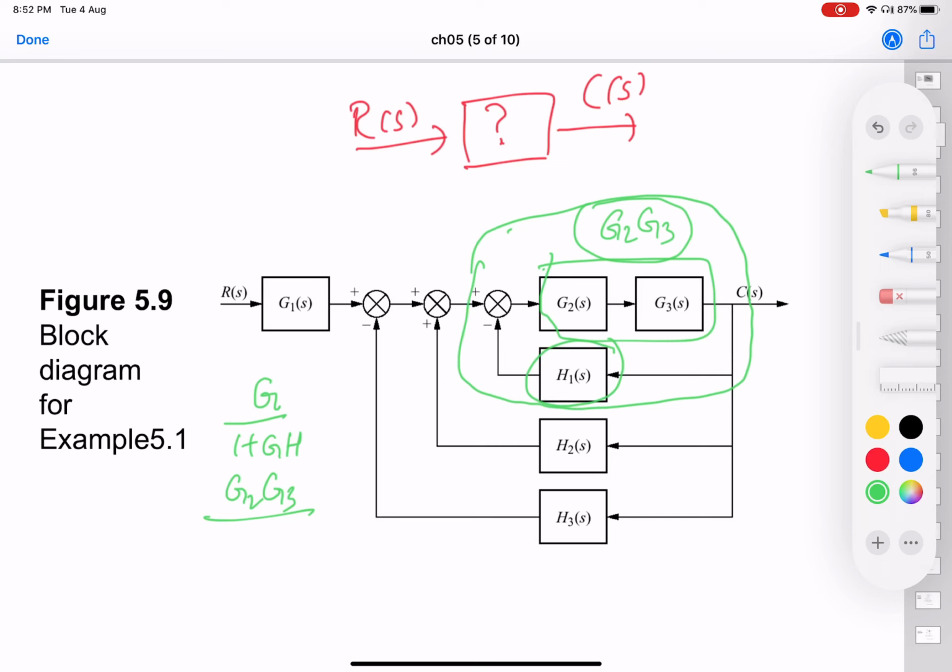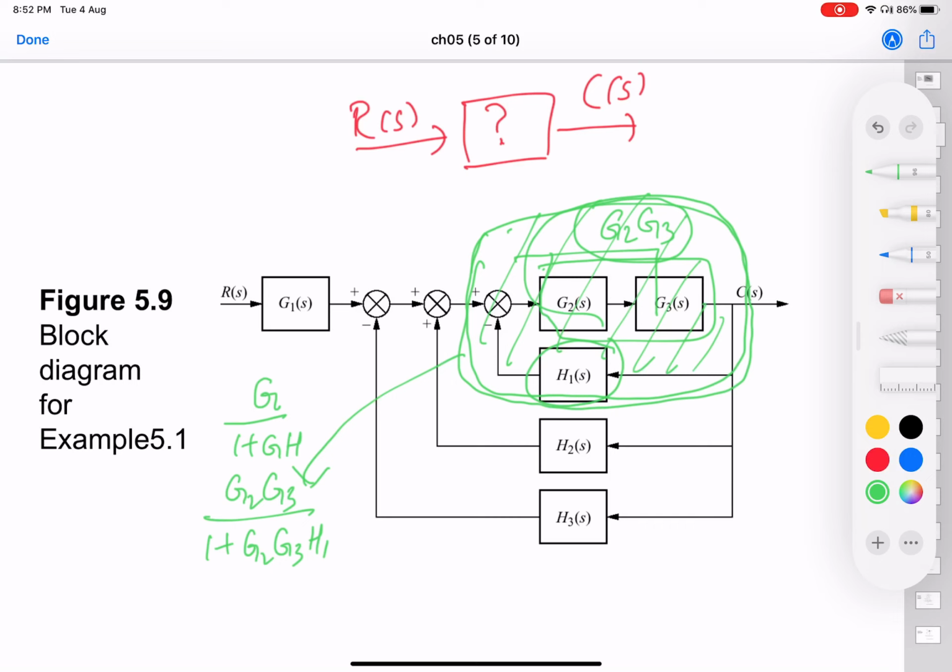So your overall block, which is colored in green here, will be G1 G2 G3 divided by 1 plus G2 G3 into H1. And then this big block again has a feedback, right? So this is your big block here, and this again has a feedback which is H2. And this is positive feedback.